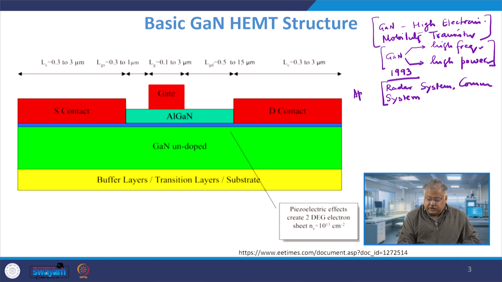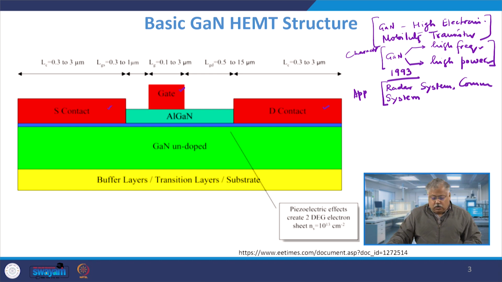So these are the application areas, and these are the characteristics which you see for a high power device. Now, if you look at this structure, let's go step by step across it. You will see you have a source contact here, a gate contact, and a drain contact here, right? So, as with any FET device, a HEMT will also have source, gate, and drain contacts.